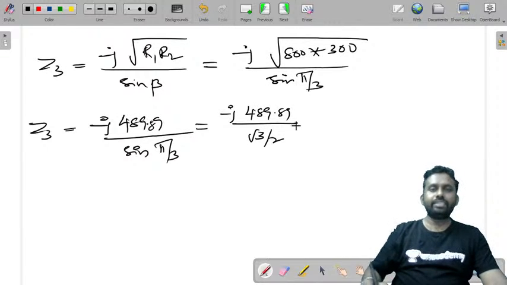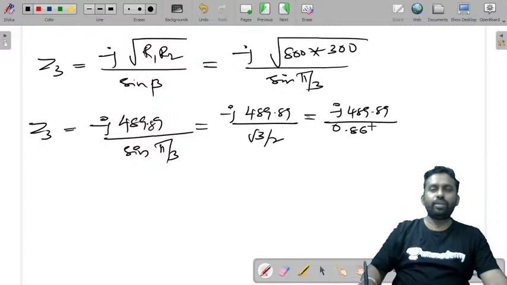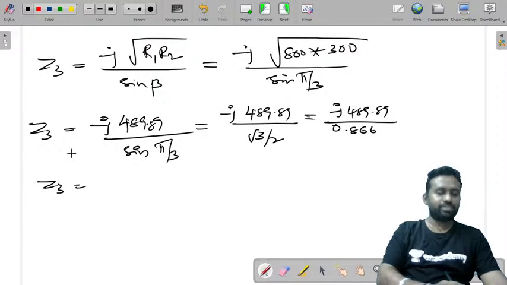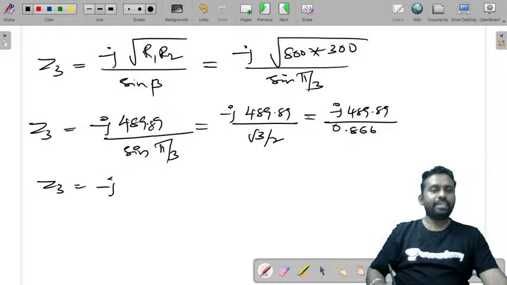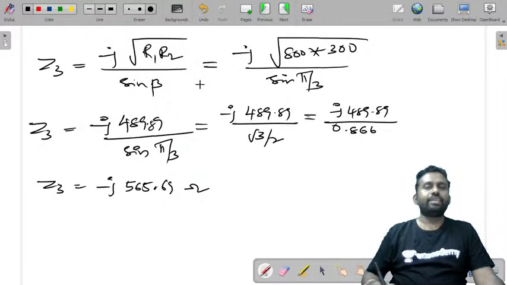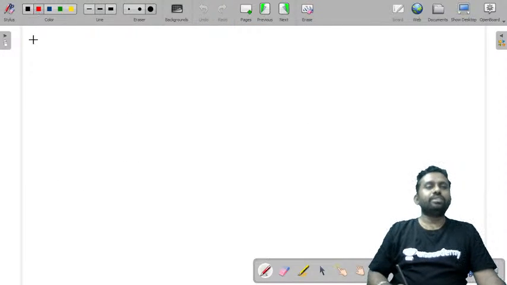So 0.866 minus j, 489.89 by 0.866. So the Z3 value will be, just try to calculate this, 489.89 divided by 0.866. So this is minus j 565.69 ohms. 565.69 ohms, exactly correct. So we got all the values of Z1, Z2, Z3.